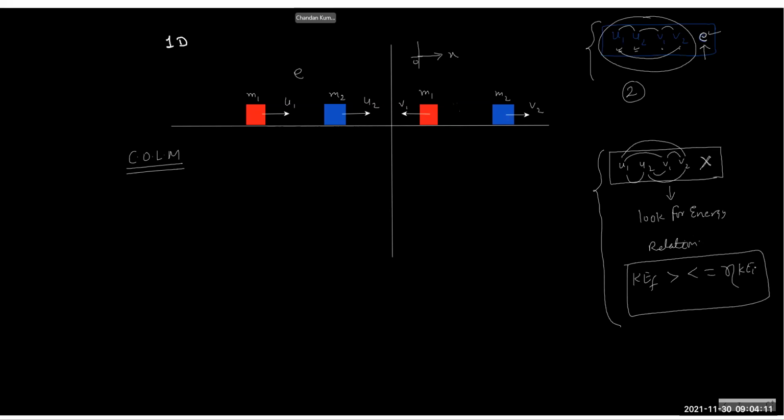So let me write the conservation equation. We can add M1 U1. The first mass will have momentum towards the right, the second will also have right. So I'm adding both. Now this is my initial momentum. And it must be equal to the final, which is minus M1 V1, why? Because it's going left, but M2 V2 going right.